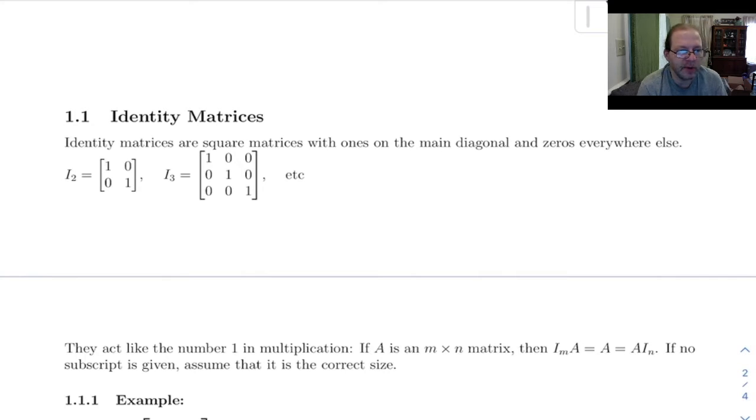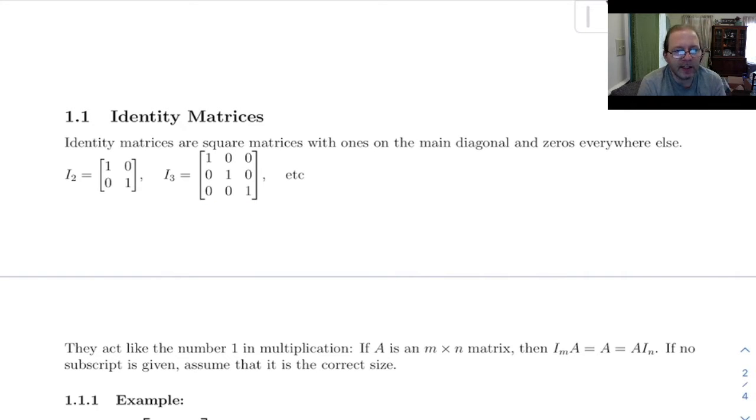Let's talk about identity matrices. An identity matrix is a square matrix where you have ones along the main diagonal and zeros everywhere else. We tend to denote them by I with a subscript for the size. So identity matrices are always square matrices. And this is I2, this is I3, and so on.